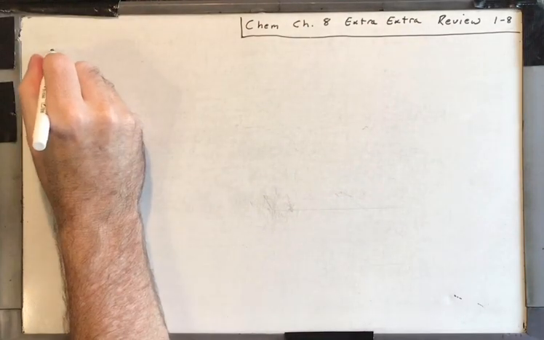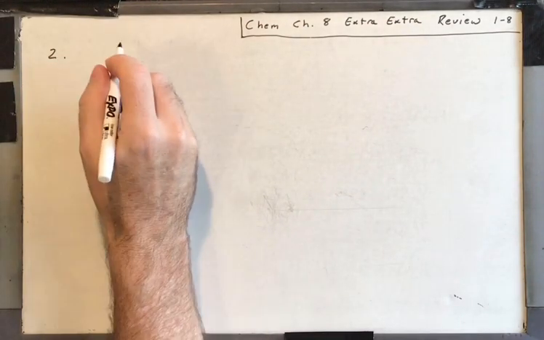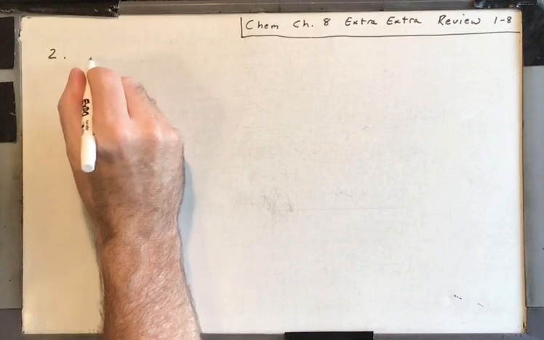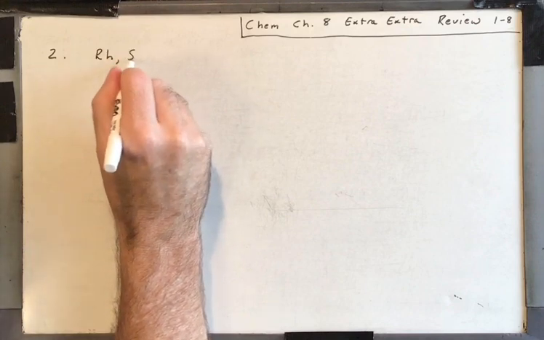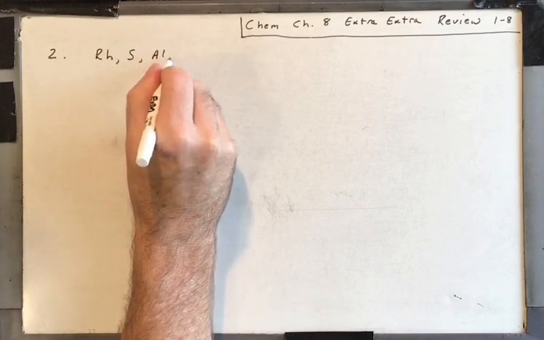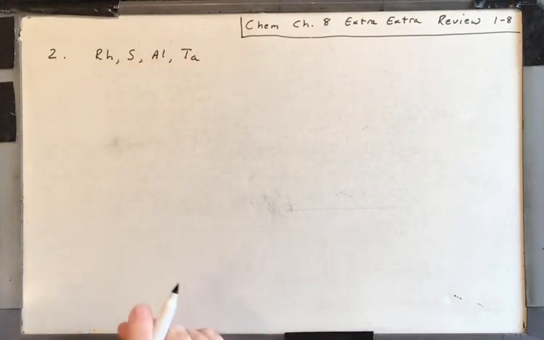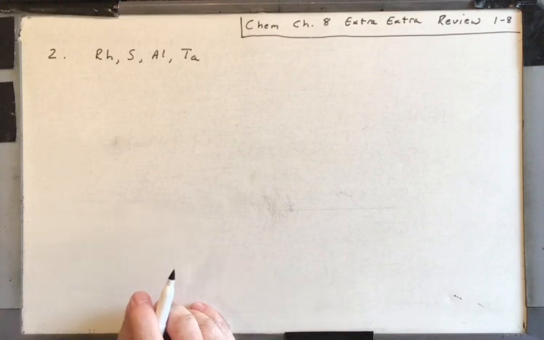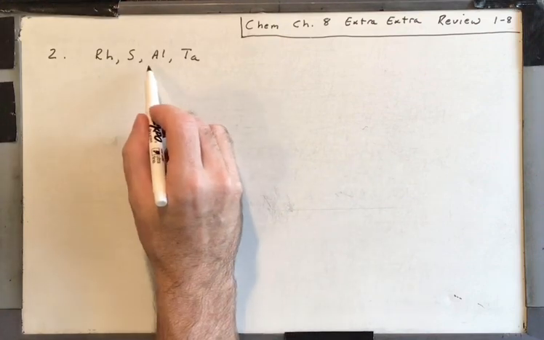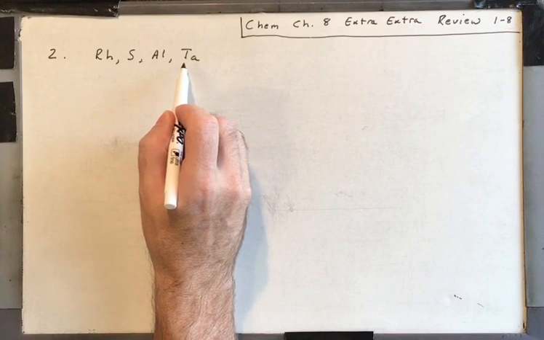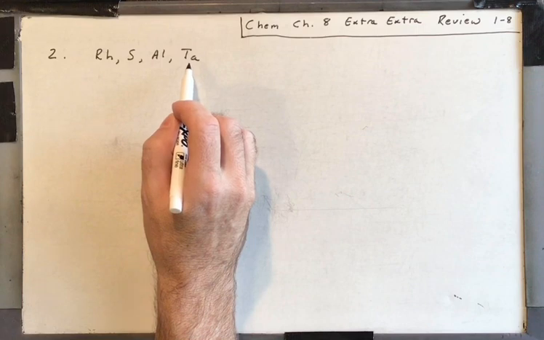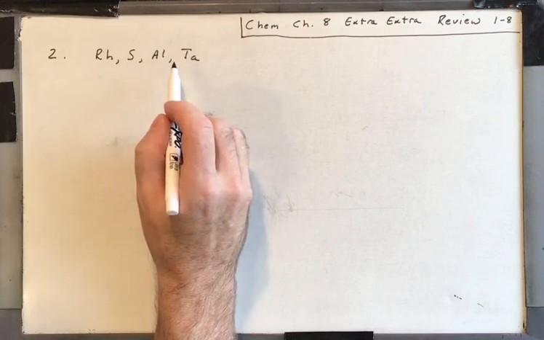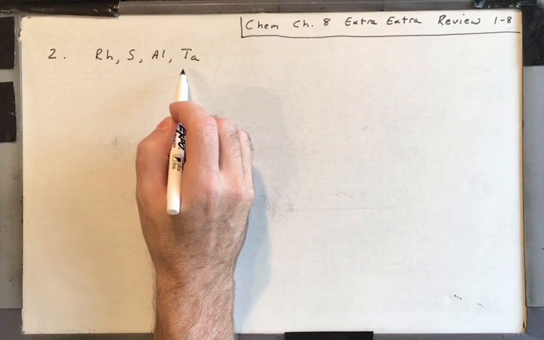All right, number 2 says, order the following atoms in terms of increasing ionization potential. Okay, so ionization potential. So we have rhodium, sulfur, aluminum, tantalum. Ionization potential is the energy that an atom holds on to its electrons. All right, the energy needed to take away an electron from an atom. So how tightly is an atom holding on to its own electrons?